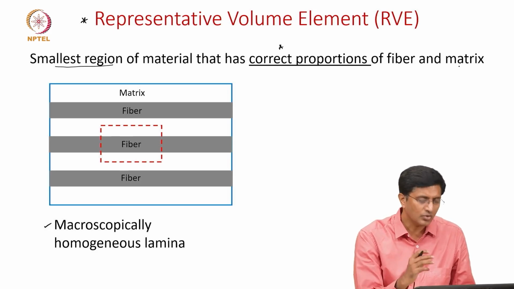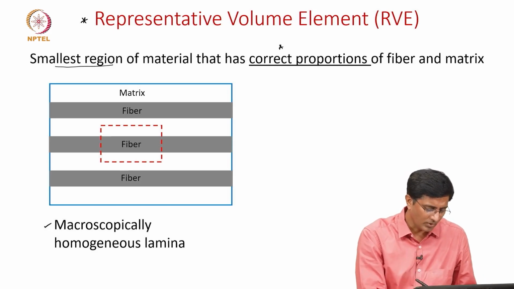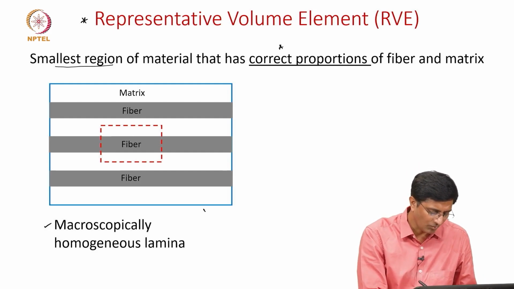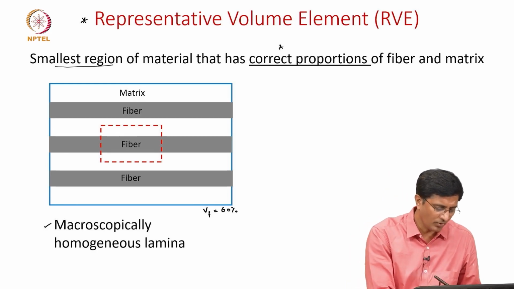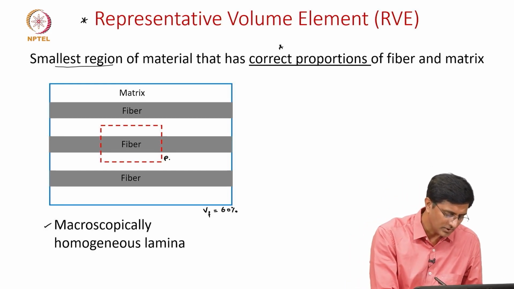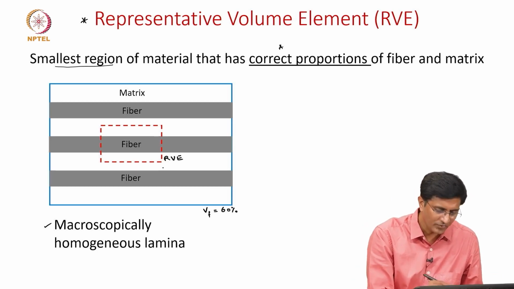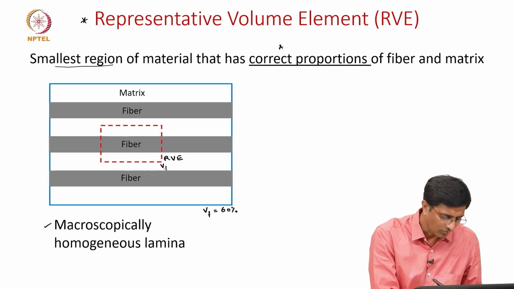This is again very important, saying that this area we are choosing should have the correct proportion of fibers and matrix. So for example, let's say we are working with a lamina which has a volume fraction of fibers of, let's say, 60%. Which means the fibers take 60% of the volume and the rest 40% is taken by the matrix. So the same thing should be followed even at the RVE level. This red dotted line is what we are calling the RVE, and what we are saying is it should have the same proportions, meaning it should also have the volume fraction of the fibers as 60%.